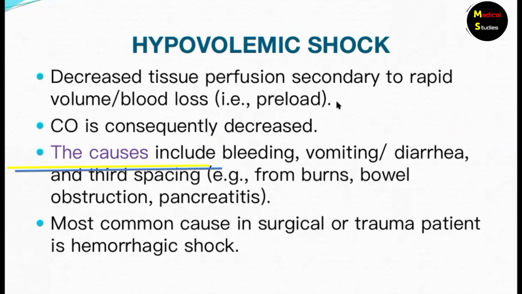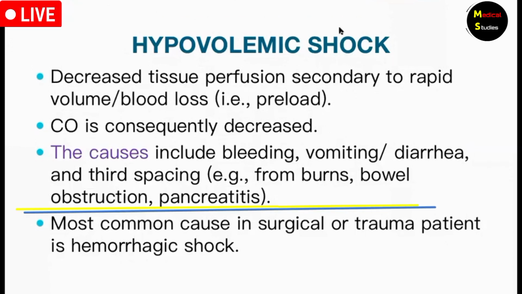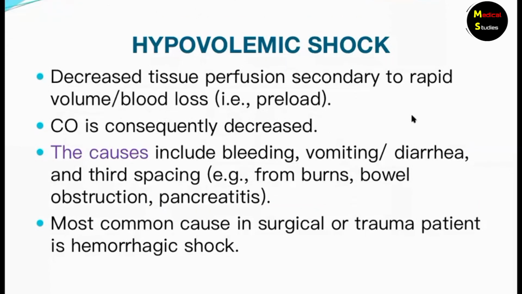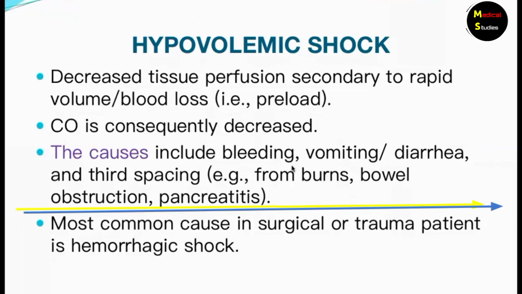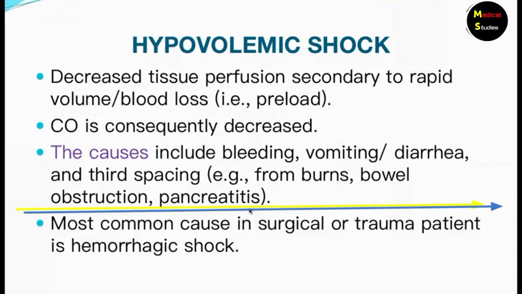Now the causes include bleeding, vomiting, diarrhea, third spacing. Examples of this are burns, bowel obstruction, and also pancreatitis. Burns mean a different cause of losing your body fluid. Next, third space loss specifically means the fluid is still present inside our body but not in the proper place. For example, there is a leakage of the fluid in the surrounding area, or a collection of the fluid in the lumen of a bowel or in the intestines.